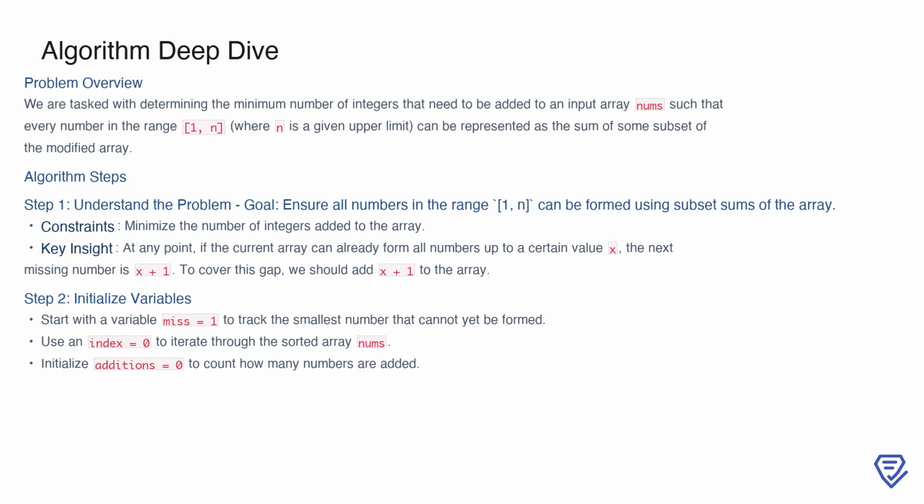To understand the approach, consider this key insight. At any point, if the current array can form all numbers up to some value x, then the next missing number is x plus 1. To cover this gap, we would need to add x plus 1 to the array.